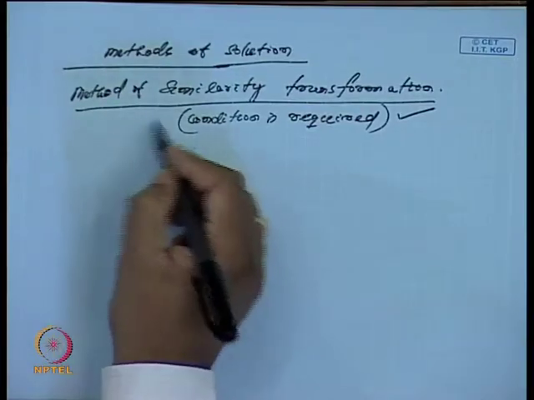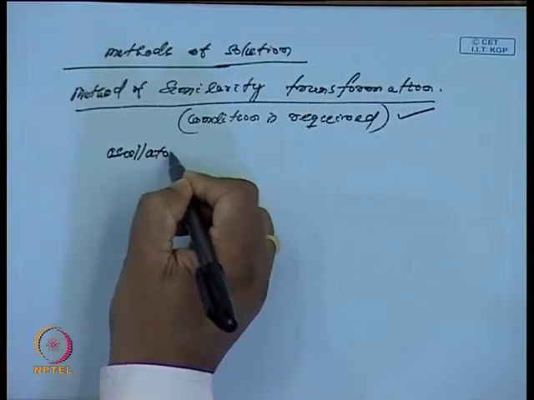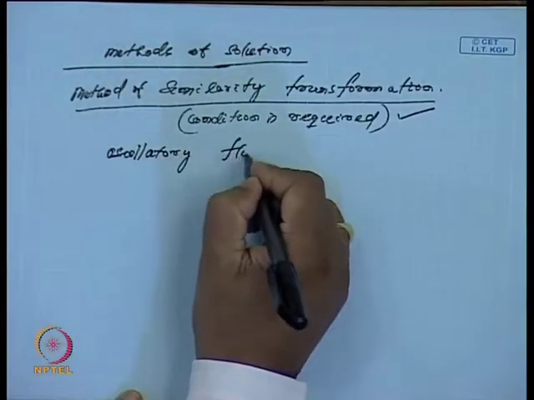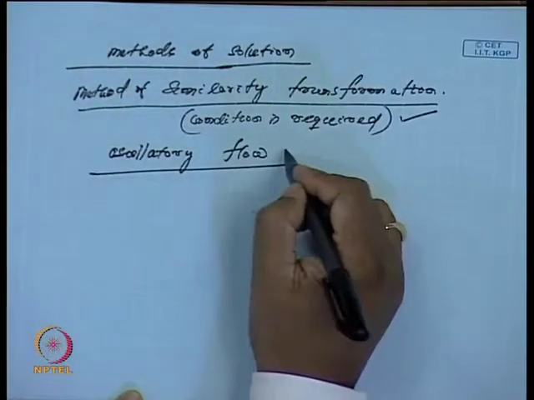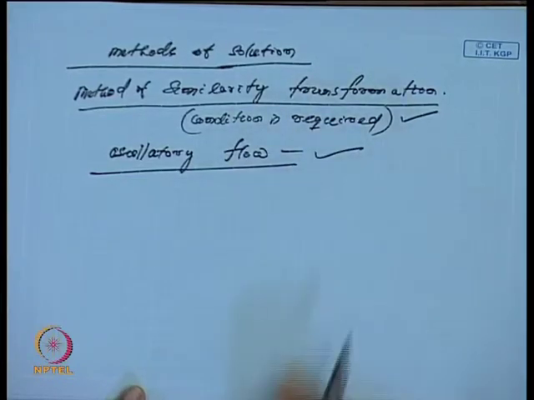And another, in case of the oscillatory method, for oscillatory flow, the problem leads to a boundary value problem only, and it becomes a non-homogeneous boundary value problem, and it becomes very easy to solve. We have seen this in case of simple problems.